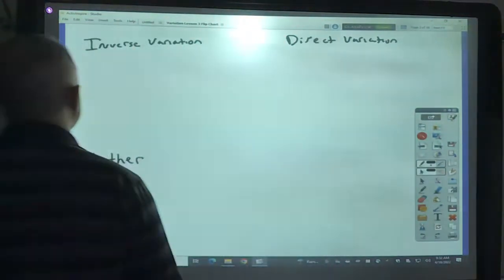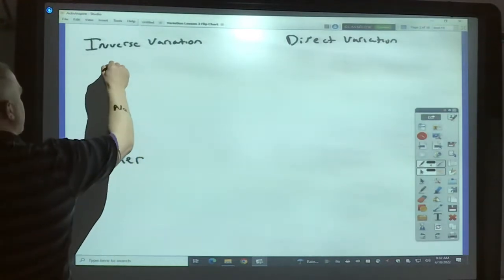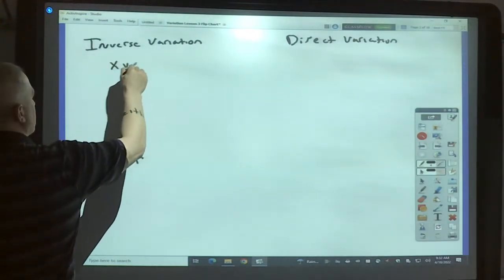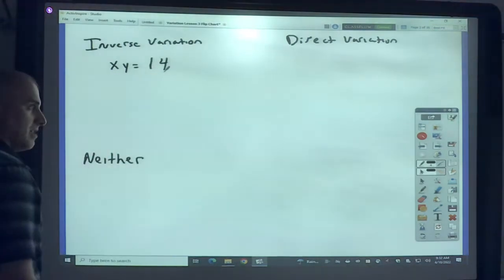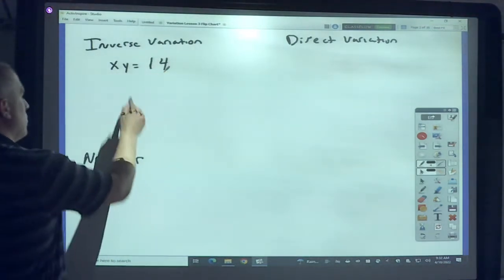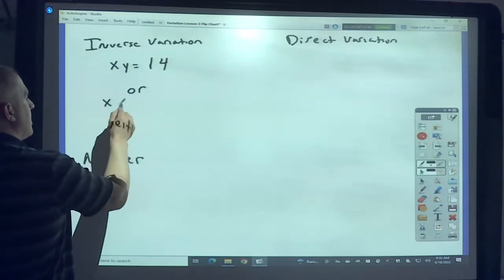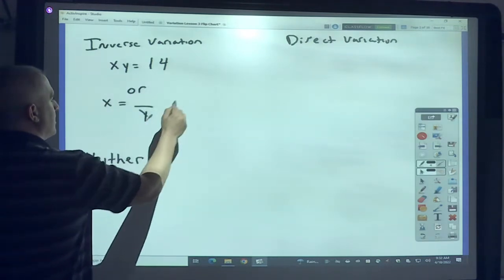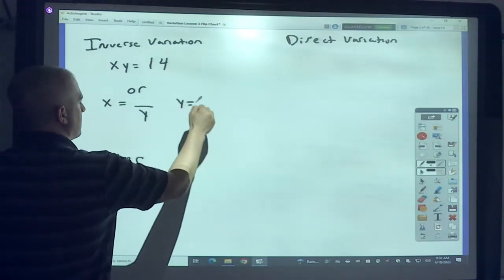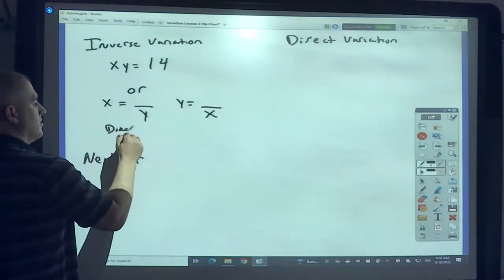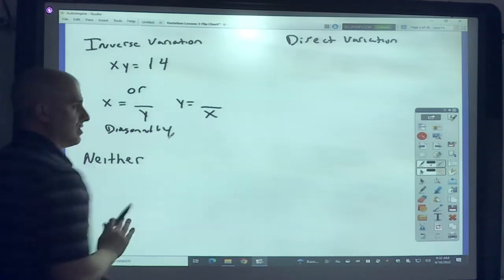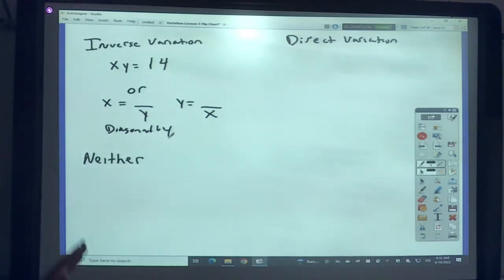Okay, so the concept of inverse variation is twofold. It can look like xy times some number, or any time that you have x and y basically diagonal of each other in a fraction. That's a fast way to identify inverse.